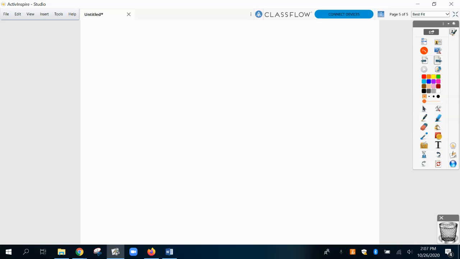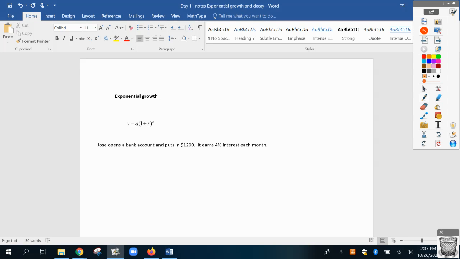And so here's how this is going to work when we sort of put it all together and we see what's going on. So let's say we have a problem where Jose opens a bank account and puts in $1,200. It earns 4% interest each month, and we want to represent this as an equation. Okay, so the first thing to understand is that this is talking about how much it earns. Okay, if we are earning money, that means that the price is going up. And so therefore, it is exponential growth. Whenever we are talking about something going up, that means we want to use the addition sign in that formula.